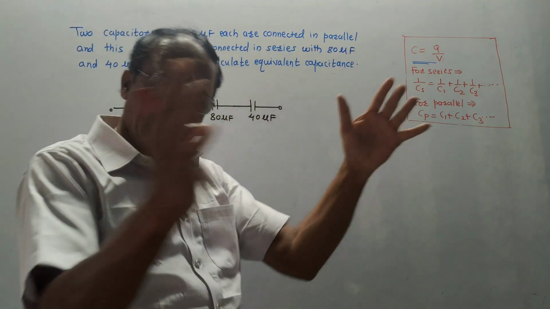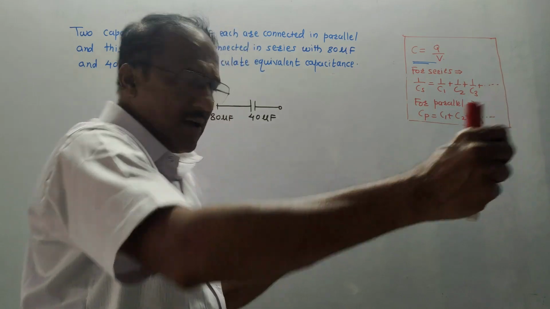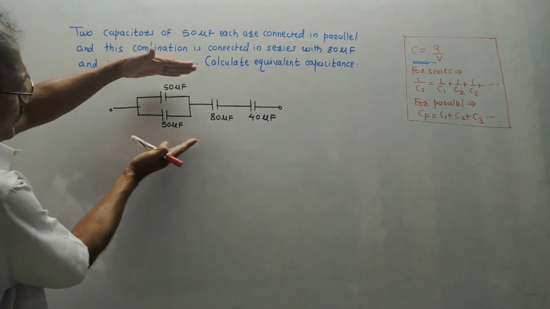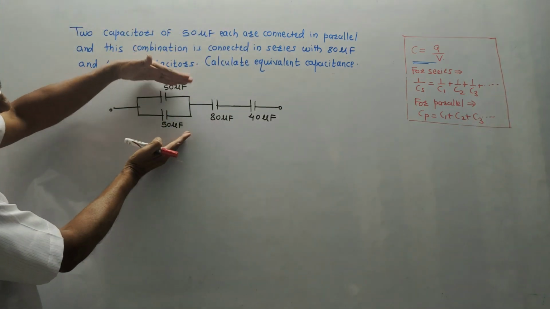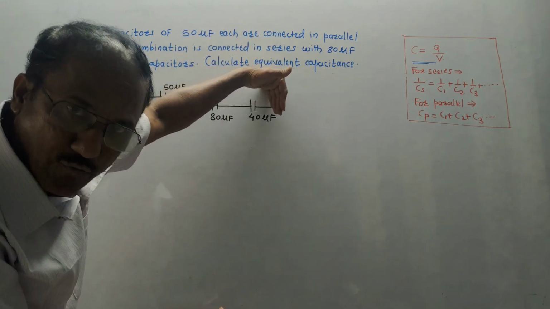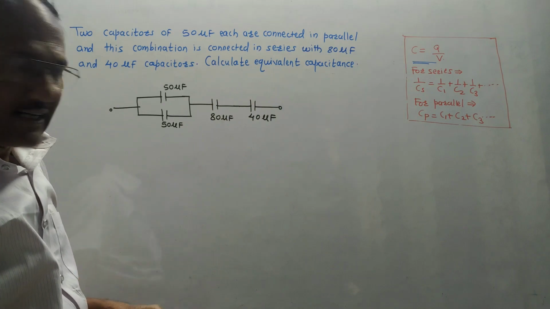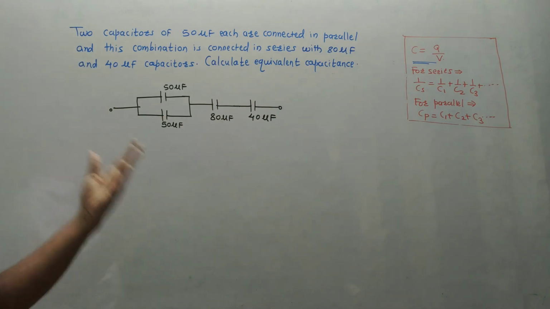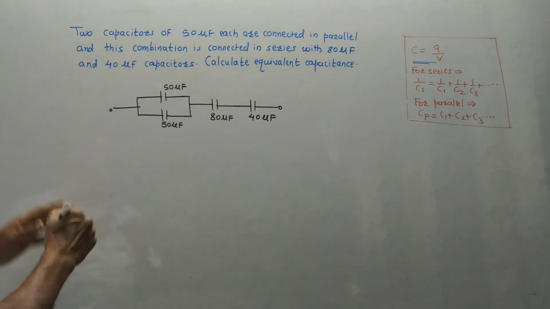Make the thing simple. Series means draw it in the same wire. Parallel means draw it in different wires. So these are two capacitors in parallel. Then after that, one capacitor of 80 microfarad and another of 40 microfarad connected in series one after the other. It is asked to calculate the equivalent capacitance of the total structure.